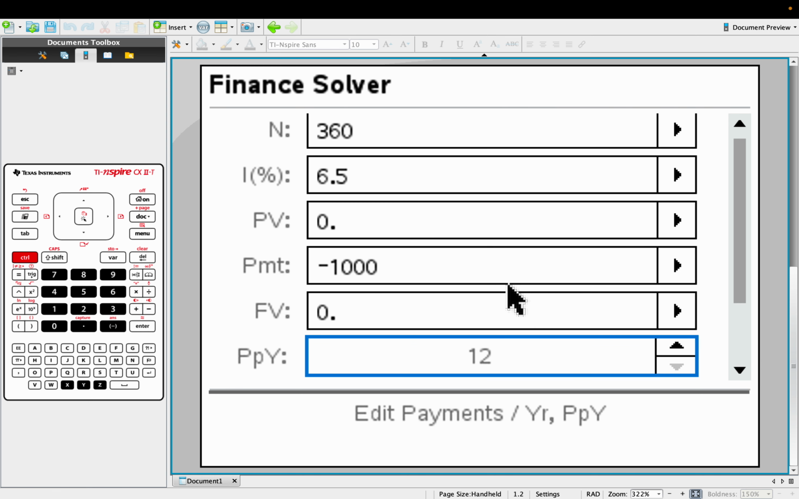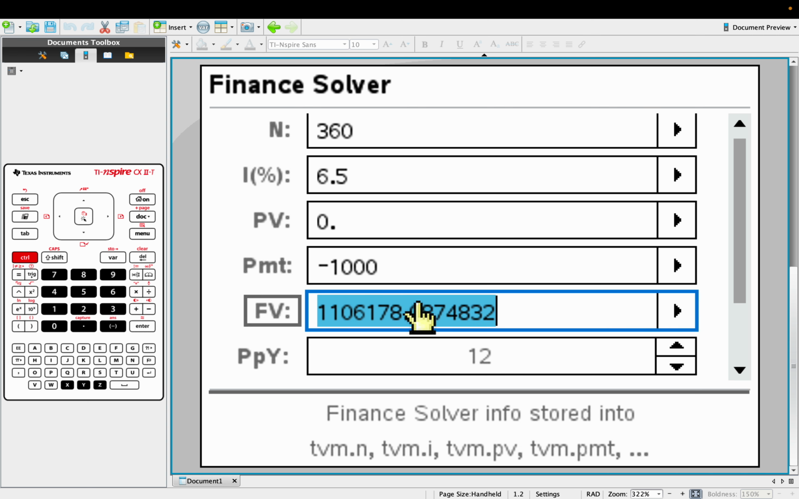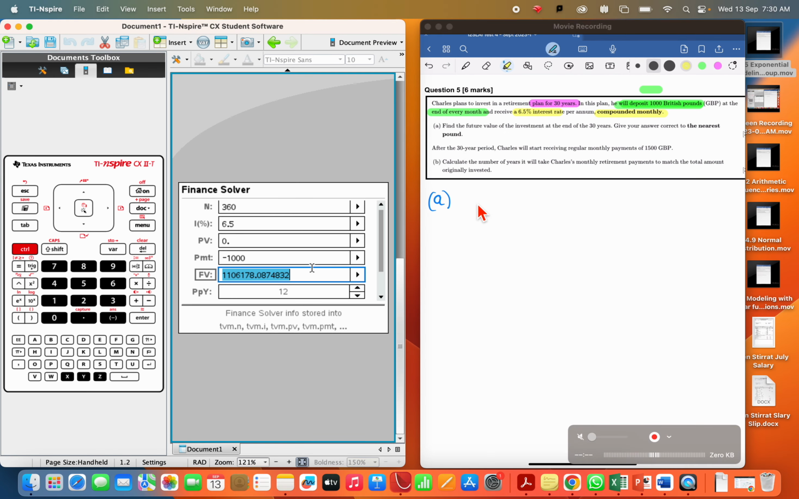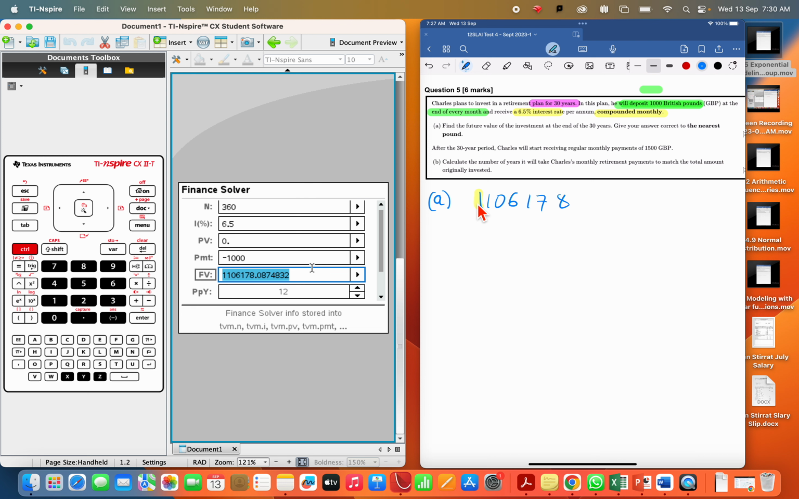Part A is saying to find the future value, the final value, giving your answer to the nearest pound. And there we go. So the answer for part A, you can see that clearly, is 1,106,178. So we just write that down. Oh, let's get a pen on. 1,106,178. So that's over in the millions. And it's always handy to write down your working out here. Now your working out is just writing straight down from the calculator the things that you've typed in.